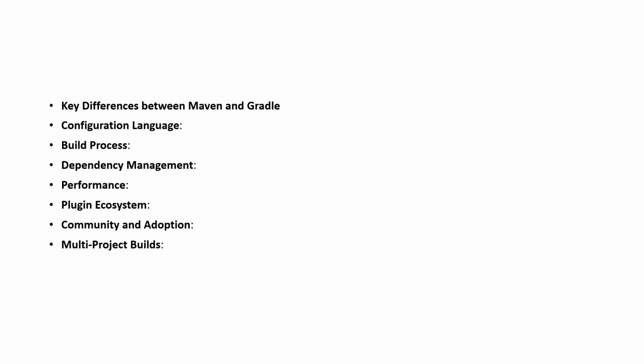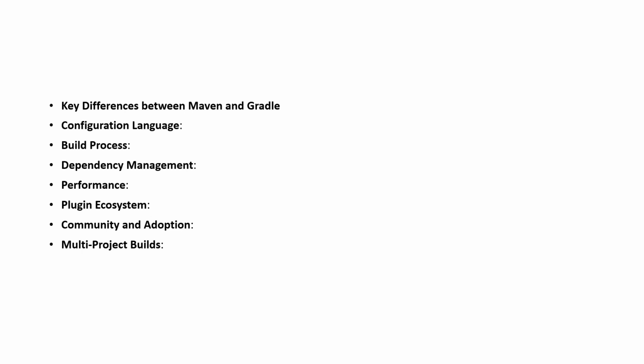And after this, one important topic here in the lab is the key differences between Maven and Gradle. There are so many key differences. The first one is configuration language. Maven's configuration language uses XML. We should strictly adhere to XML syntax. But Gradle uses a Groovy or Kotlin based domain specific language for the configuration, which is more concise and readable because it is a domain specific language.